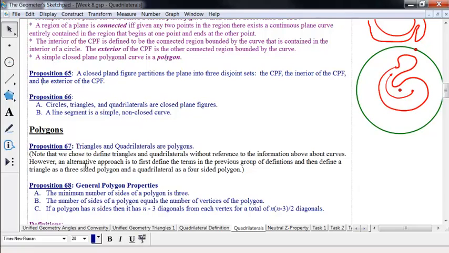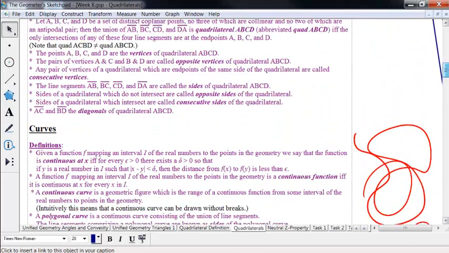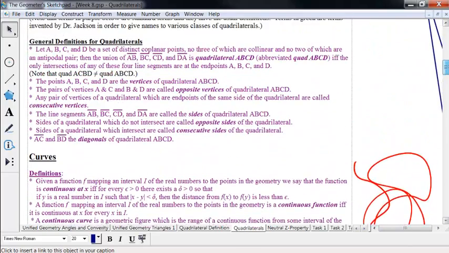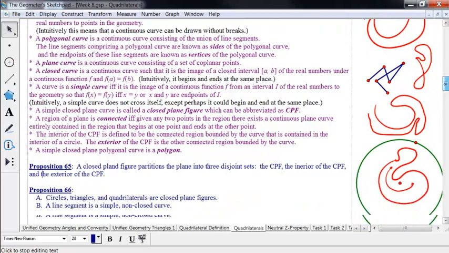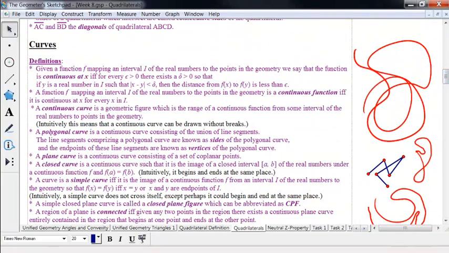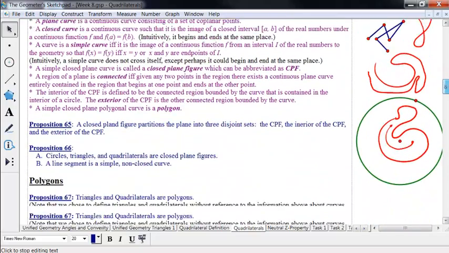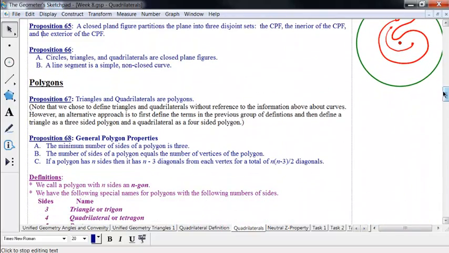Now, you can actually talk about triangles and quadrilaterals without talking about any of this stuff about curves and continuity. But if you want to talk about this, either informally or formally, and set that up for curves, then you could just define a triangle as a three-sided polygon and a quadrilateral as a four-sided polygon if you want to do that stuff first. We're going to take the approach that I have here, but we could do that.